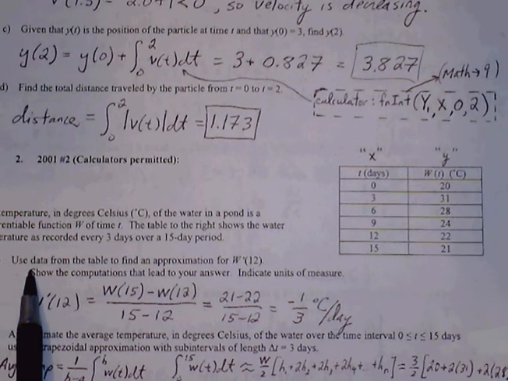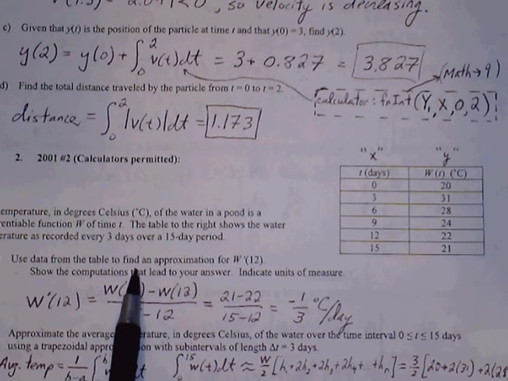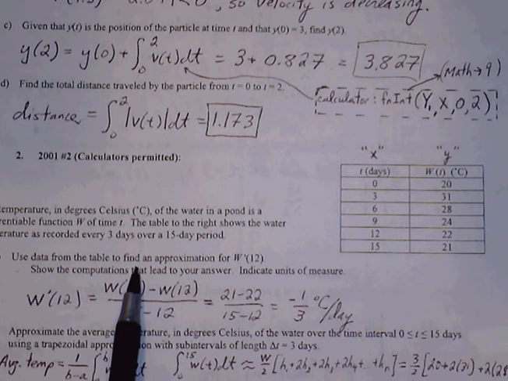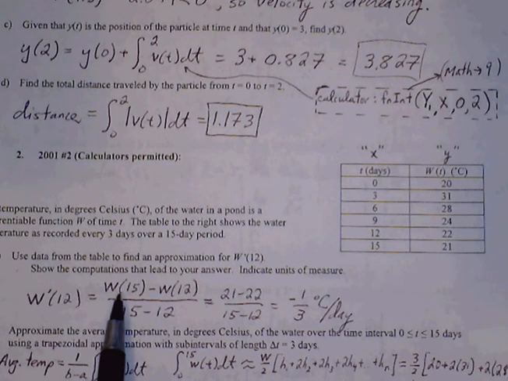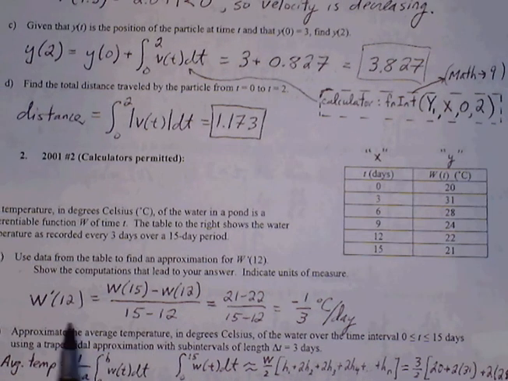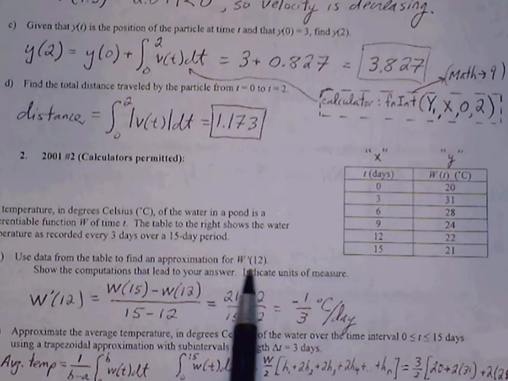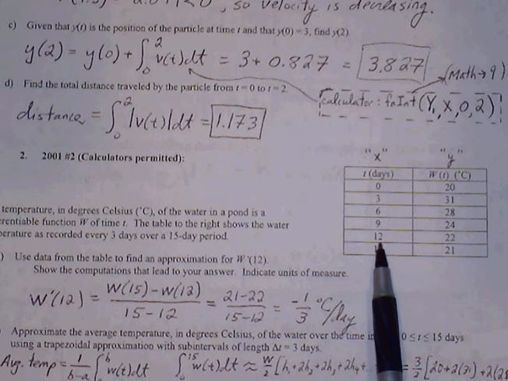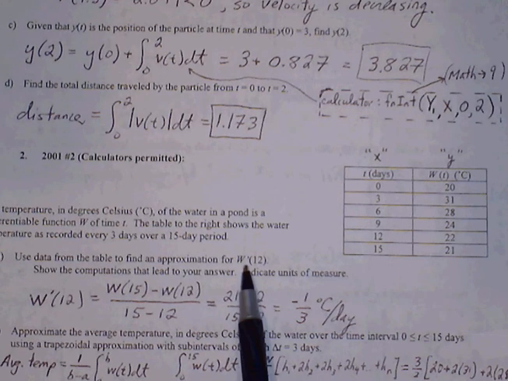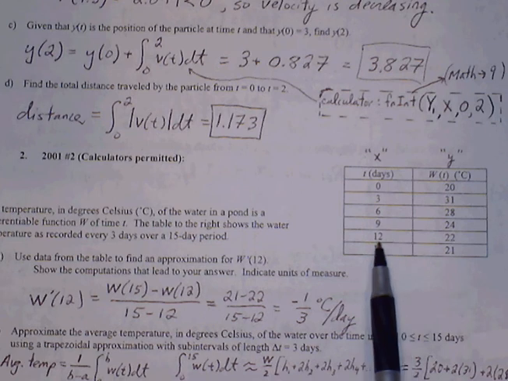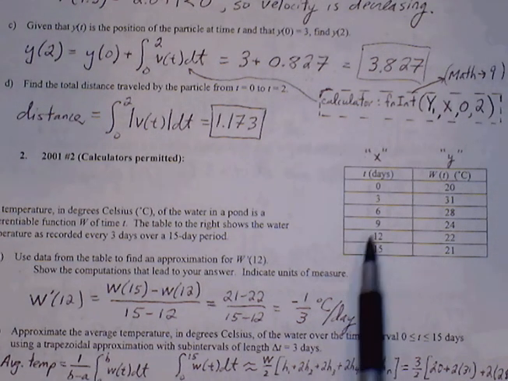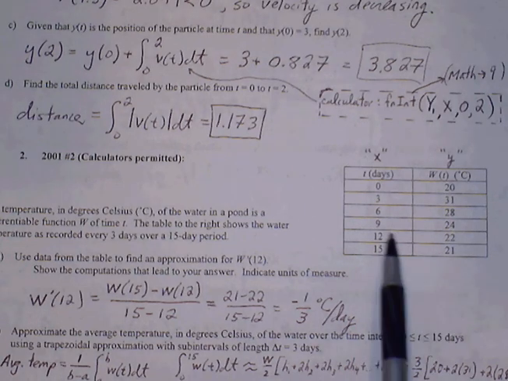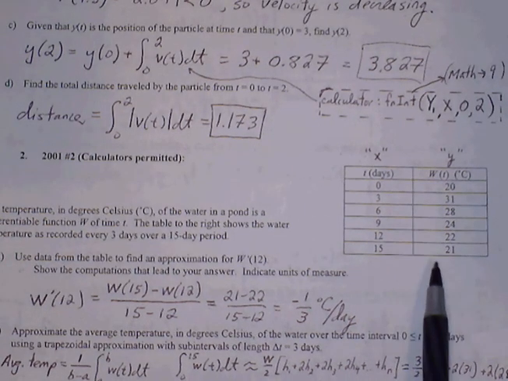Okay, part A, use the data from the table to find the approximation for W prime of 12. Show computation that leads to your answer. Now, W prime of 12 is simply asking us to find the rate of change of temperature at the 12th day. So rate of change is simply slope. If I find the slope on the 12th day, and because we have multiple values here, the best we can do is find an approximation.